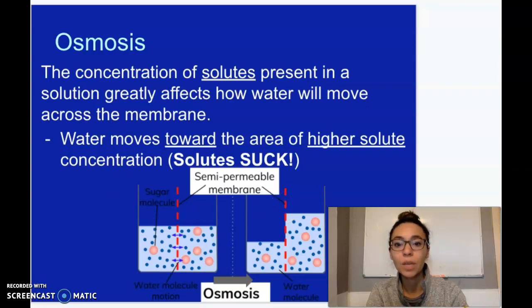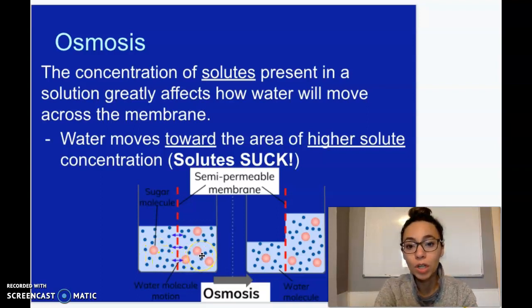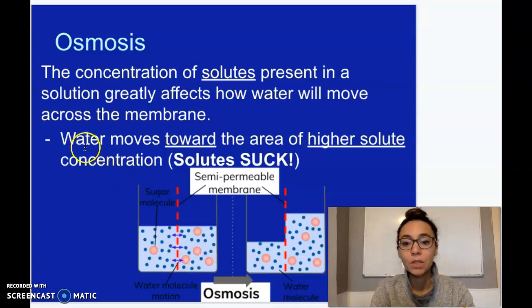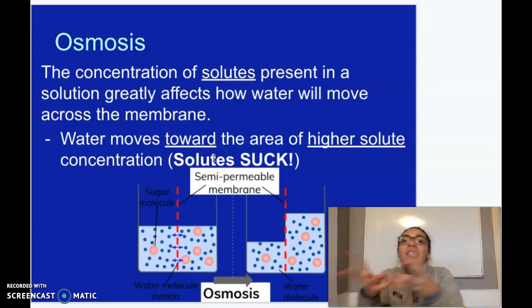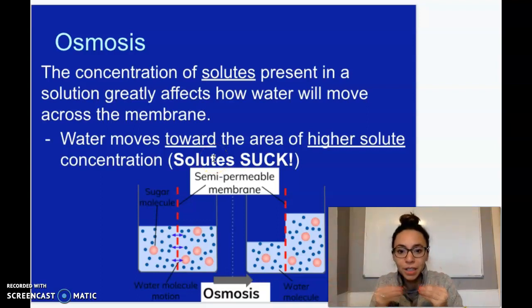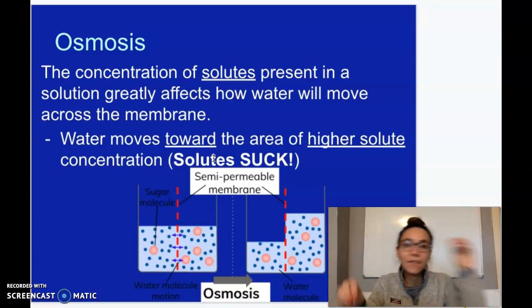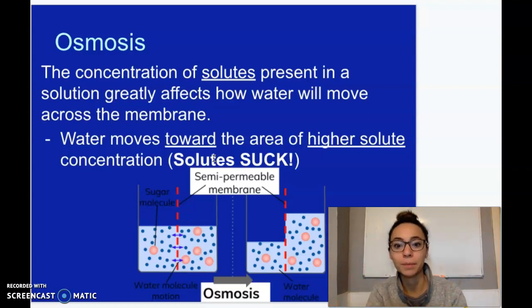Okay, so with osmosis, the concentration of solutes present in a solution greatly affects how the water will move across the membrane. So oftentimes, like you saw in that first diagram, the water moves toward the area of more solute. So towards the area of higher solute concentration. So you can remember this by saying solutes suck. So solutes are going to suck up that water to wherever they are. So to even out the concentrations of water.